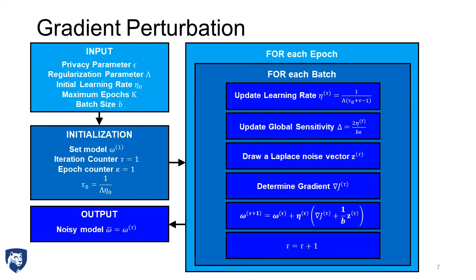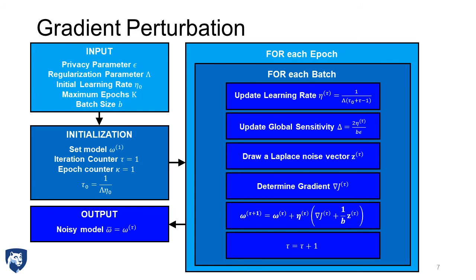The flowchart on screen portrays the proposed gradient perturbation algorithm to achieve private ERM. The algorithm begins by accepting some input pertinent to the desired model. This includes the privacy budget epsilon, the regularization parameter lambda, the initial learning rate eta naught, the maximum epochs kappa, and the batch size b. Next, the model is initialized by determining initial values for the model omega. An iteration and epoch counter are also set to 1.